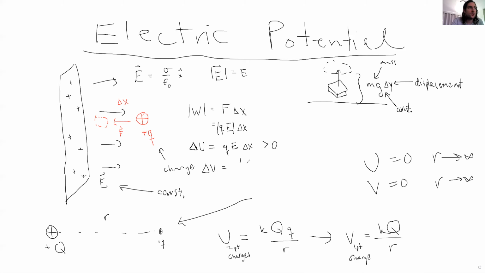Well, electric potential is electric potential energy divided by charge. So the change in electric potential would be the magnitude of the electric field times the displacement x. And again, the electric potential increases to the left, against the electric field.